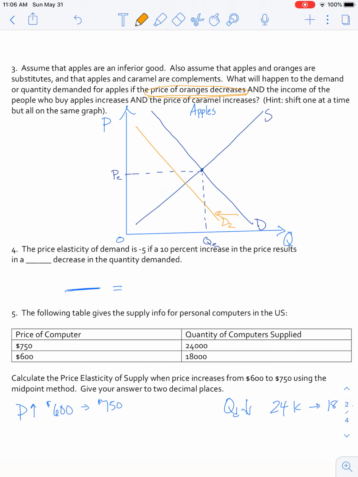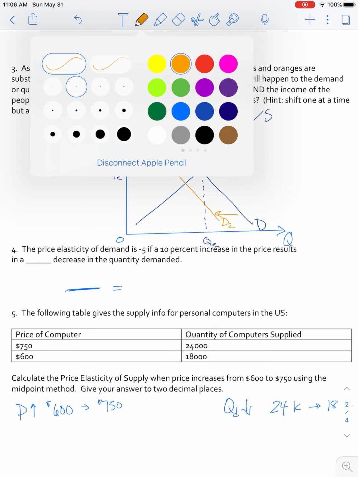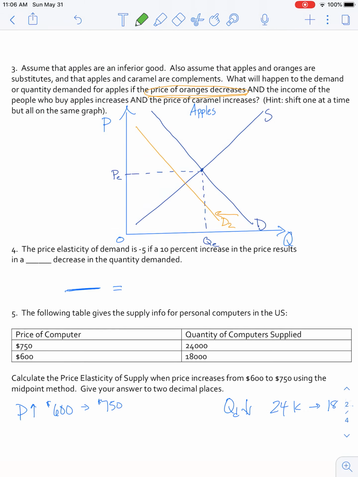Now, what happens if the income of the people who buy apples increases? Well, if the income of people who buy apples increases, what happens to the demand? As people have more money here, let's make that green since that's an income thing. Income of people who buy apples increases. So if they have more money, then their demand for all normal goods goes up. I didn't specifically tell you that apples were a normal good, but let's suppose that they are.